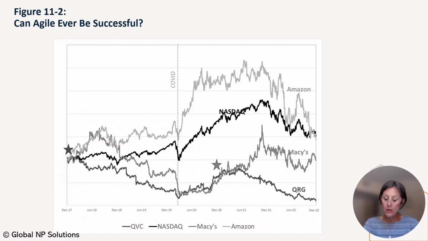At the time of the QVC and HSN merger, an Agile transformation was also initiated, changing project management from a waterfall process to a Scrum-like process, shown as the dark gray star in Figure 11.2 on the screen. Like Macy's and other comparable retailers, the QRG stock price declined from 2017 to 2020. With COVID lockdowns, QRG saw a slight bump in stock price as stay-at-home shoppers watched lots of television and supported the brand.